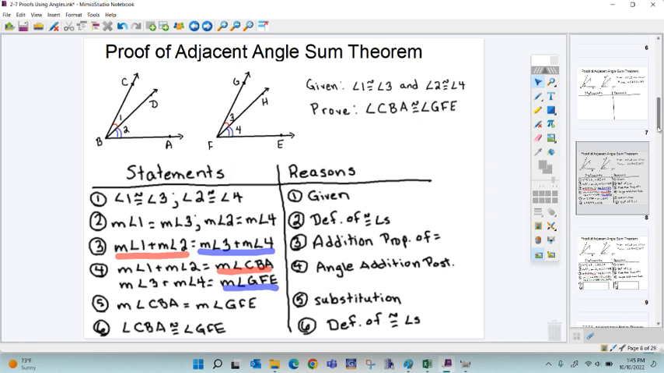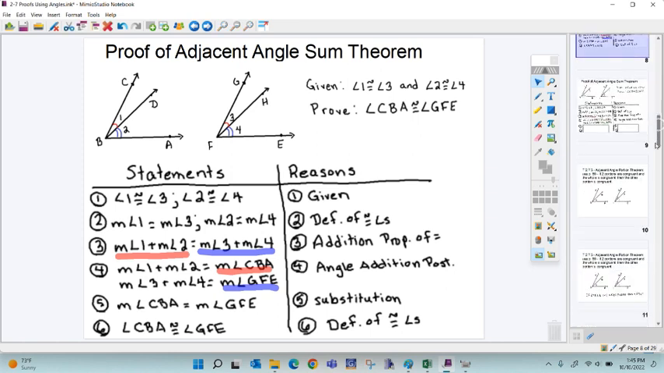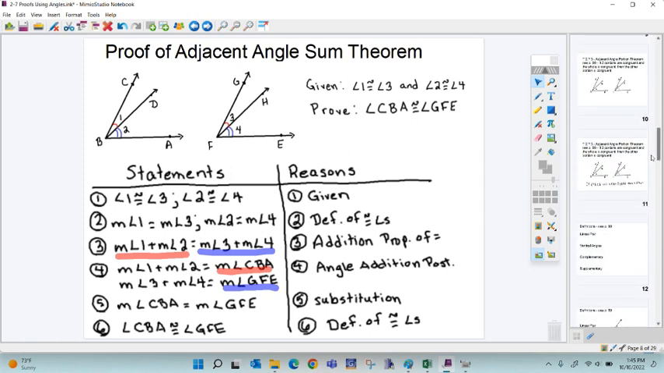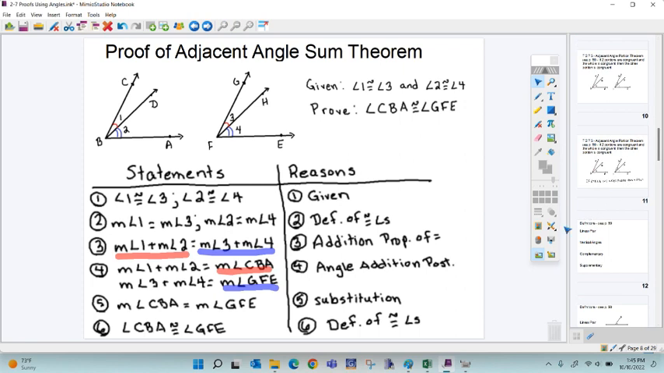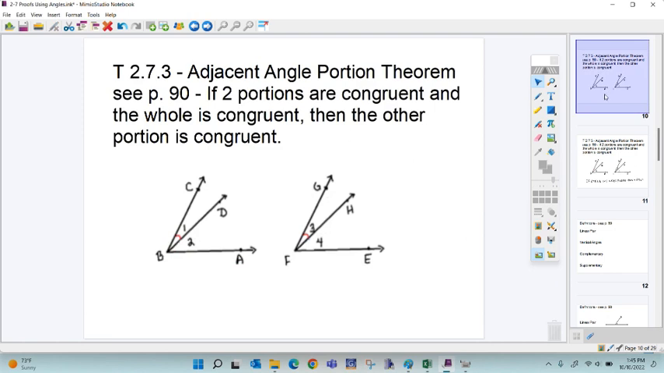We are going to be getting to the point where you're doing your own proofs, but we're not there yet. But the only way that you're going to get used to seeing them and understanding them is if I bring you through some of them. Okay. This theorem is very similar. Okay. It talks about portions or pieces of the bigger angle.